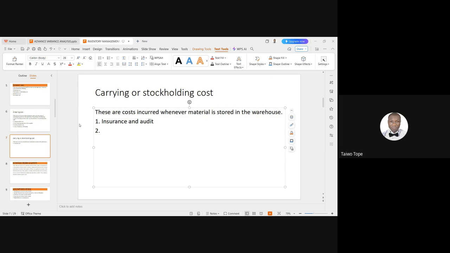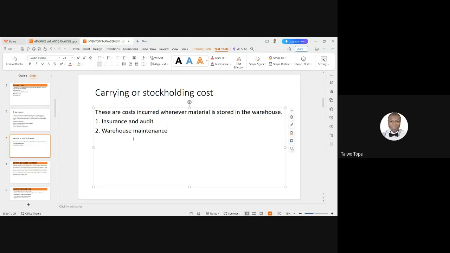You can also have warehouse maintenance. When it is rainy season, you begin to see the roof of the warehouse experiencing some leakages. You now call for maintenance. Warehouse maintenance, or where you discover that certain reptiles are invading your warehouse, it will call for maintenance.